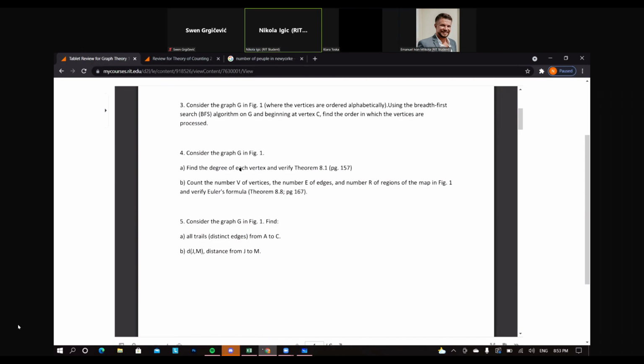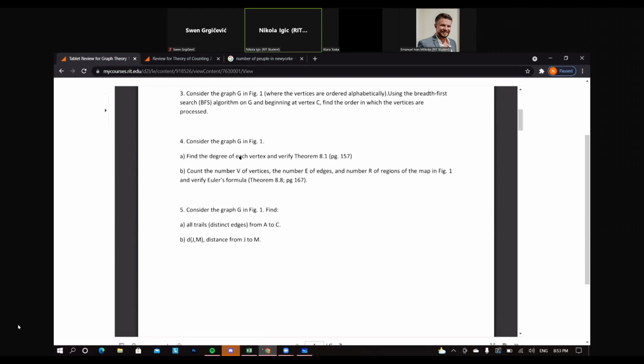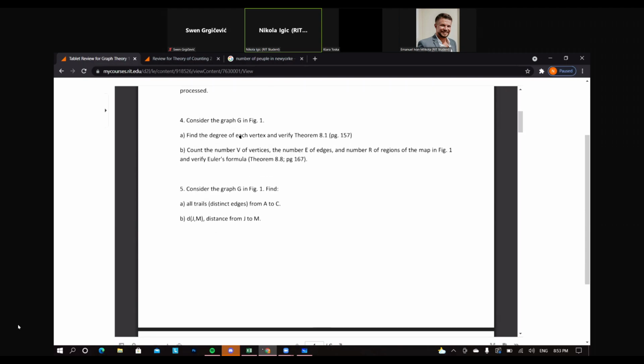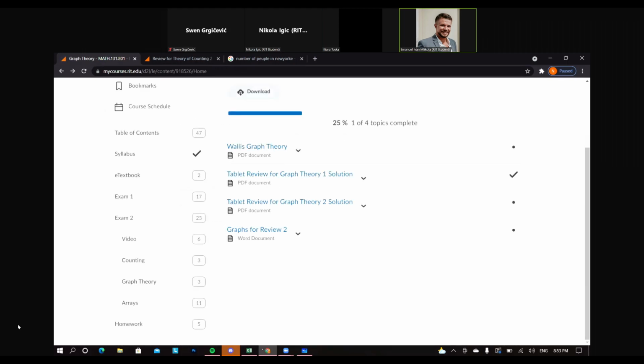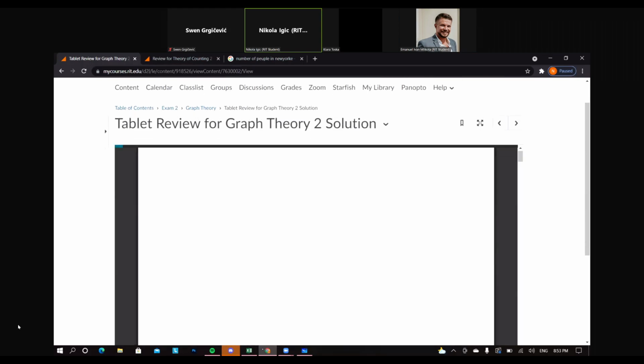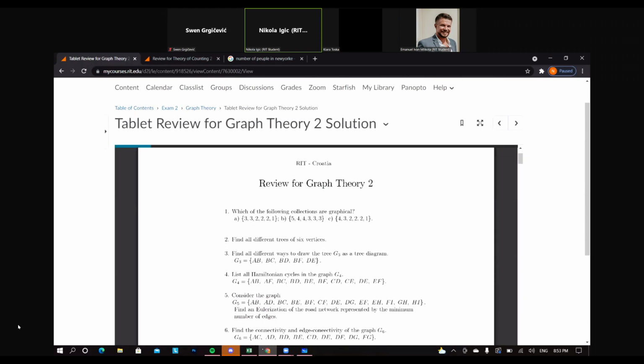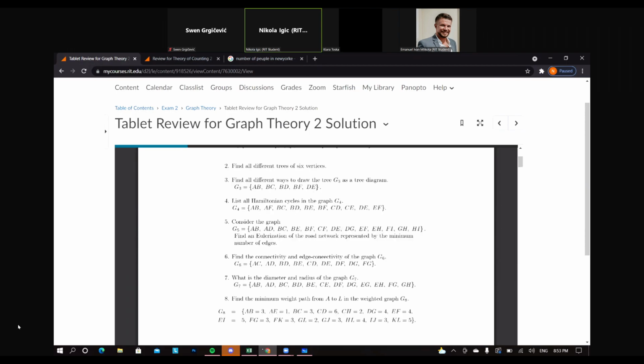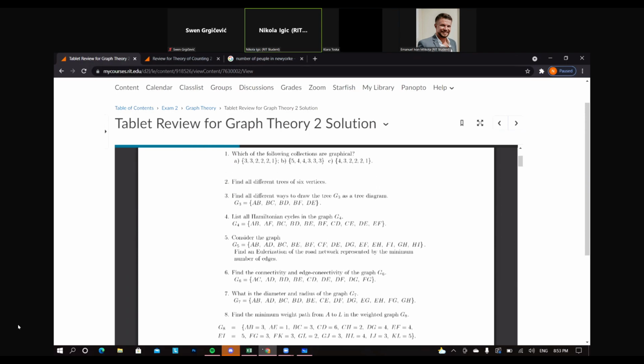The fourth one is really easy. So I don't know. Okay, consider graph G, find all trails from A to C. Oh, the fifth one came. Okay, the graph G in figure 1, find all the, okay. The fifth one came. Graph theory. I actually don't remember this one. I think one of these examples came.